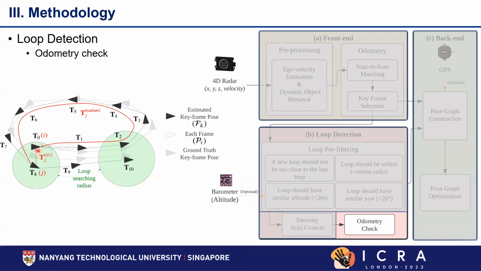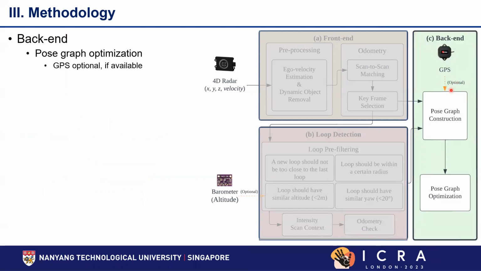In the odometry check, the basic idea is that when the robot travels from T0 to T8, and there is a loop closure, then the odometry trajectory from T0, T1, T2 to T8 should be close to the transformation obtained from these two frames, the T_LC. This is the basic idea of this odometry check. In the back end, we construct the pose graph and solve it with G2O. And the GPS signal can be integrated as a constraint if it's available.